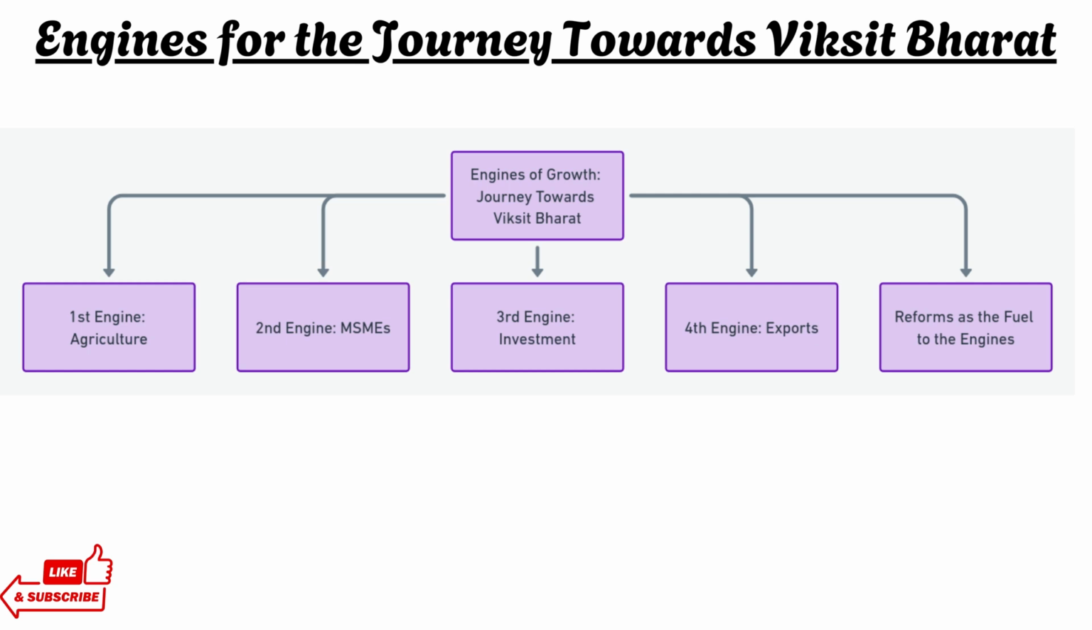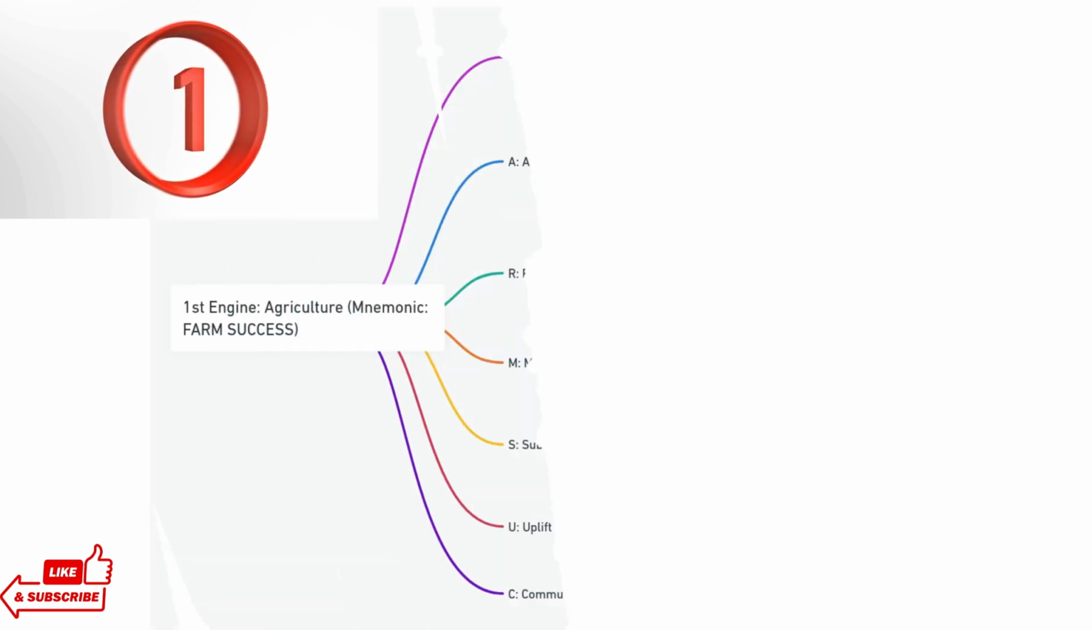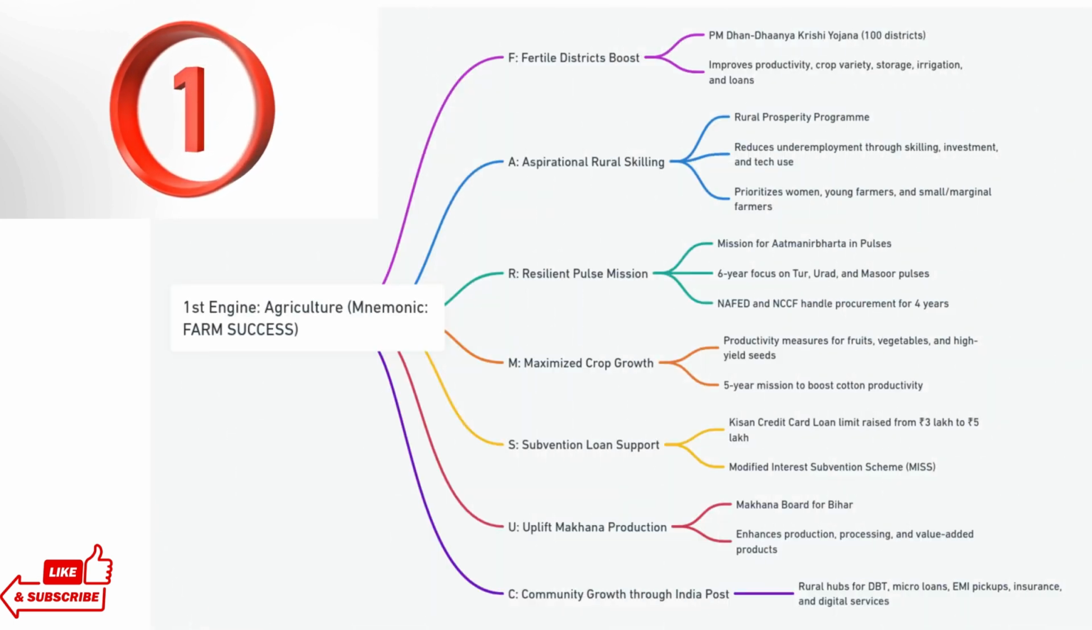Let's start with our first engine of growth, the backbone of India, agriculture. To remember the key initiatives, think of the mnemonic farm success. With this, you'll never forget how the budget aims to transform the agriculture sector and make farmers the driving force of India's economy. Let's break it down.